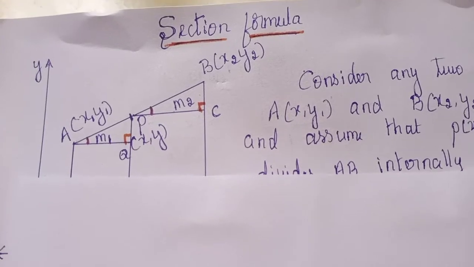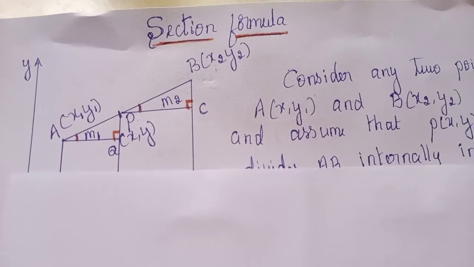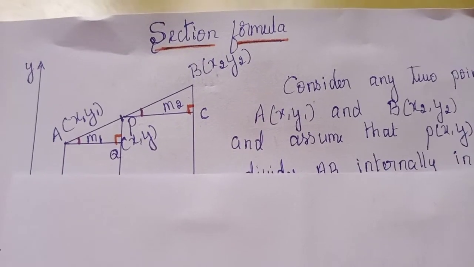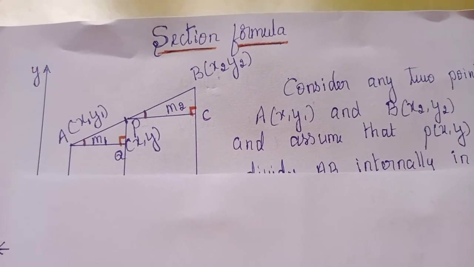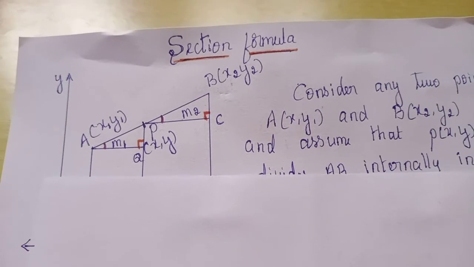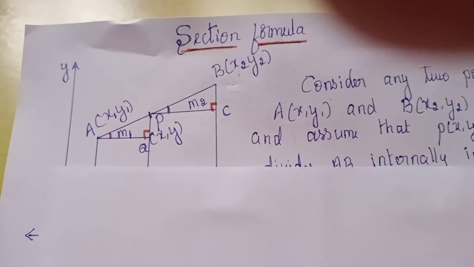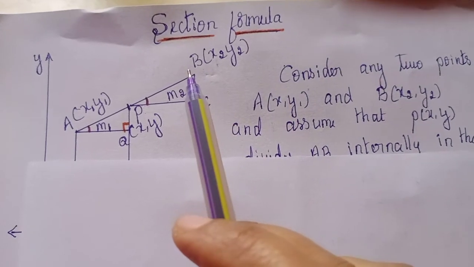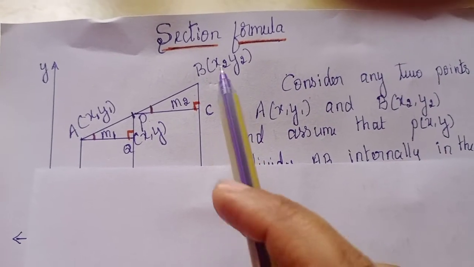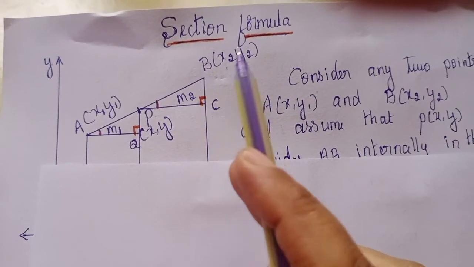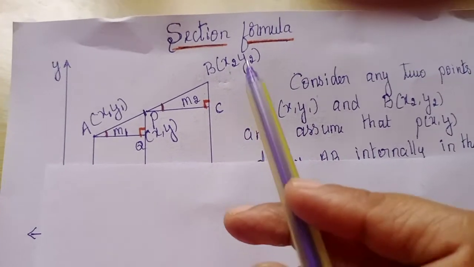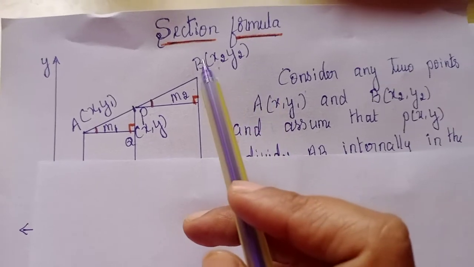Good morning everyone. In the last two videos, I explained the difference between congruent triangles and similar triangles. And with the help of the concept of similar triangles, let me start the derivation of the section formula. So in this chapter, we already learned one formula called the distance formula, and this is another formula, the section formula.